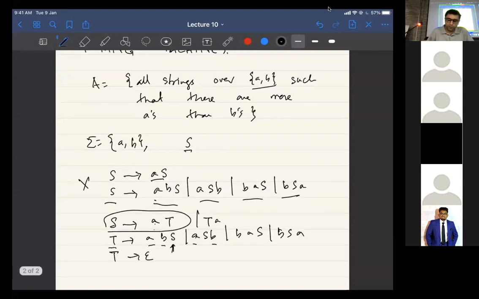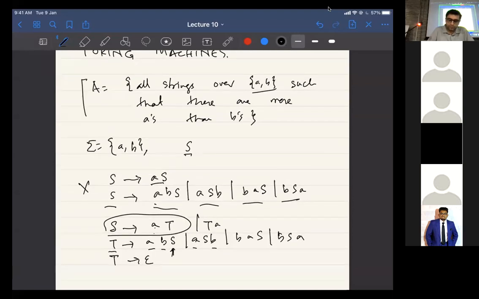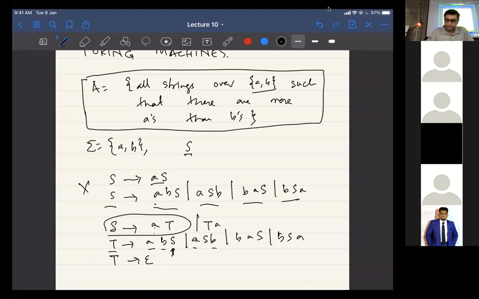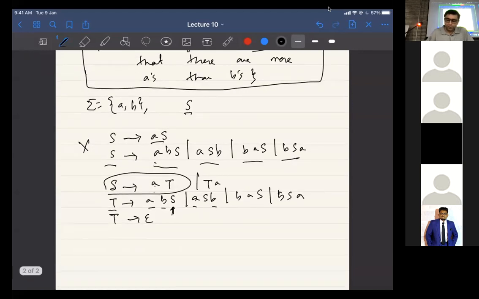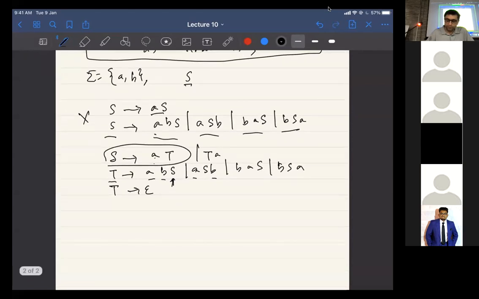Okay, so we have to look at this description. Sir, so there is no particular method for making a CFG? Yeah, there is no general algorithm to construct a CFG. No, I still don't understand. Sir, can you hear me? Yes. Sir, I still did not understand why did you put that T there?